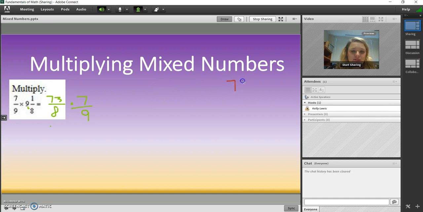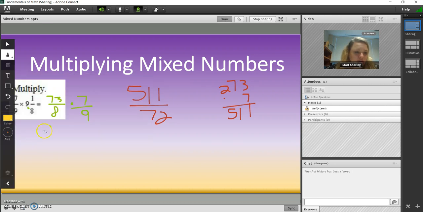So 73 times 7. That's 21. 7 times 7 is 49, 50, 51. So we get 511. And then 8 times 9 is 72. Okay, but it was given in a mixed number. We need to convert it back. Change colors so you know I'm on a different step.